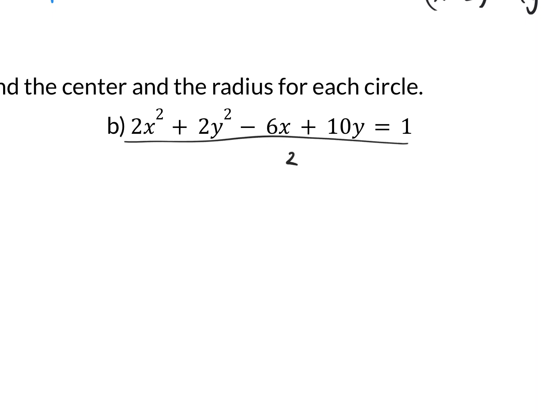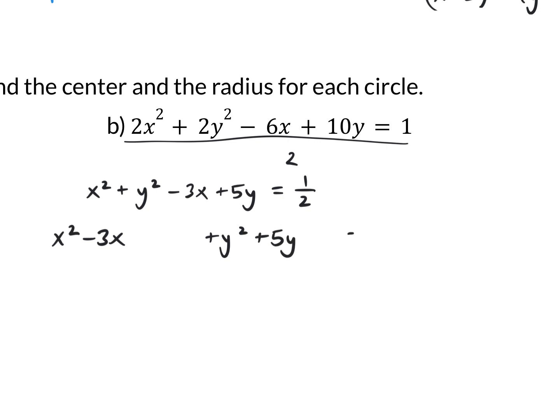Yeah? So this now becomes x squared plus y squared minus 3x plus 5y. And then we also need to divide the right-hand side as well, so that's going to equal 1/2. Okay, so now let's rearrange this so that way we can actually complete this square. So I've got x squared minus 3x. And then I've got my y squared plus 5y. And that's all equal to 1/2.